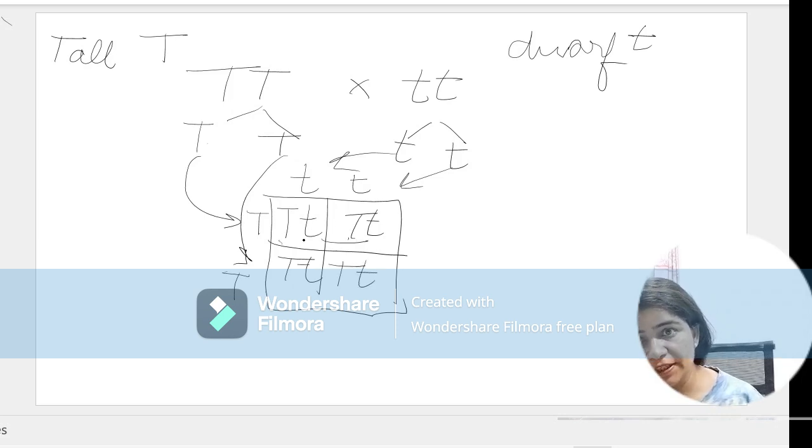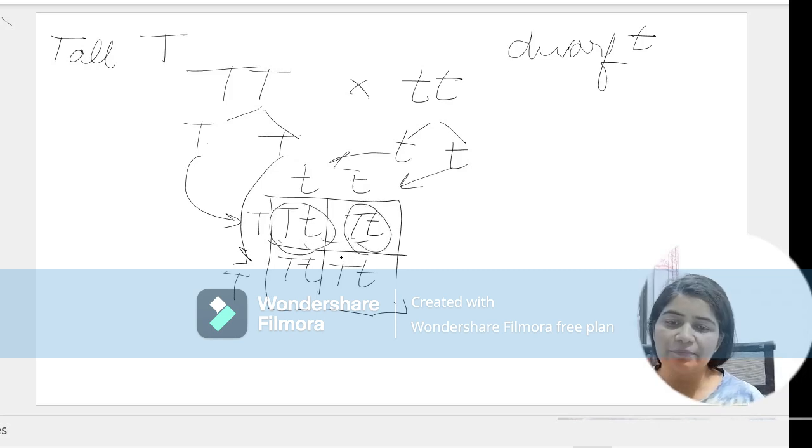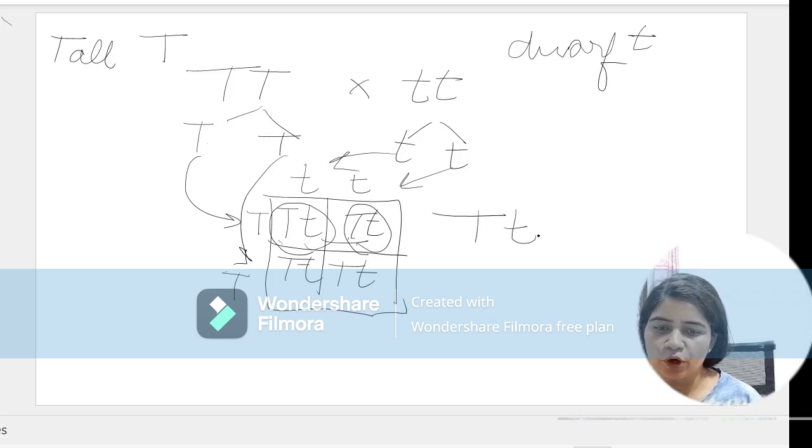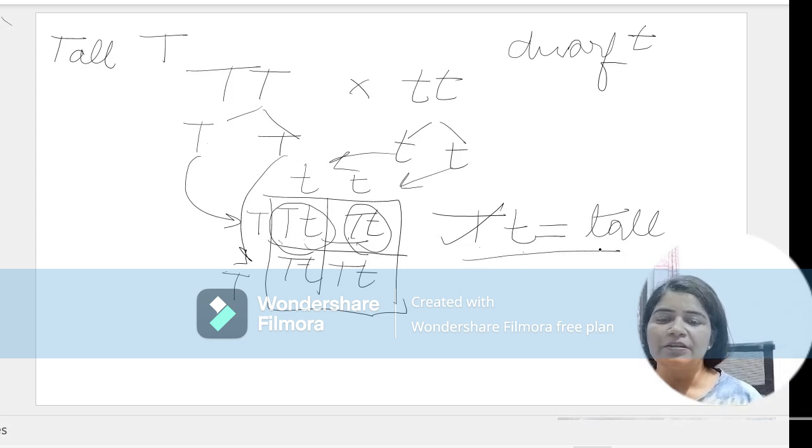So what do you see here? All these have the same characteristics, same gene combination, which is capital T and small t. So capital T will code, अब आपको पता है capital T is for tall and small t is for dwarf, and out of these capital T is dominant. So in appearance this plant will appear tall, and this will be the phenotype.